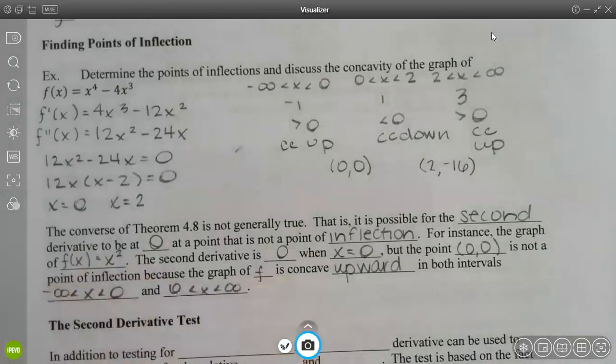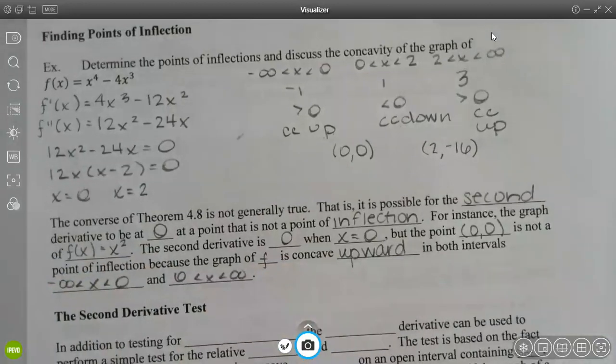I don't think that's right. Let me look it up. I can't tell if I wrote a 4 or a 2. That's what happens when I'm trying to get it done.